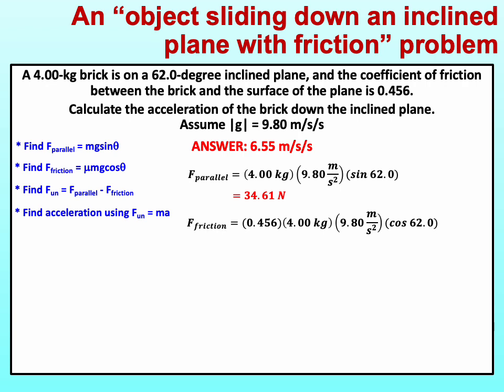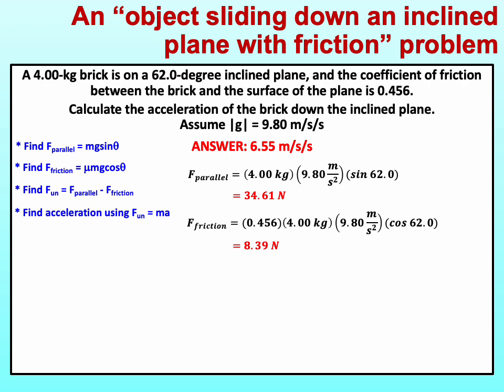Friction. We have that coefficient of friction, that 0.456. We know the mass, 4 kilograms. Once again, we are on Earth. We know the acceleration of gravity. And we have cosine of the angle. So that term that involves the 4 kilograms times gravity times cosine, that's what we call the normal force. That tells us how much the brick and the surface are being pushed against each other. And that works out to a little bit over 8 newtons.